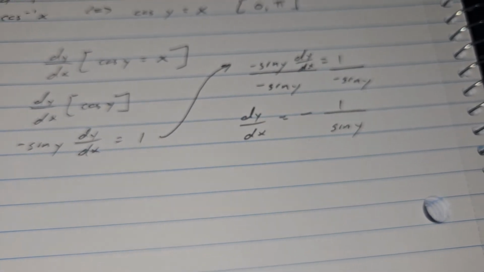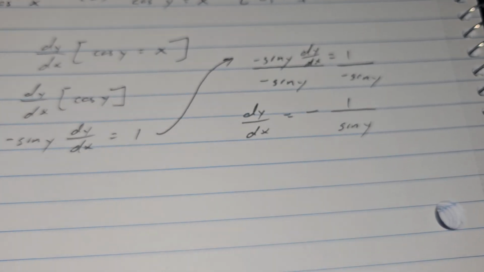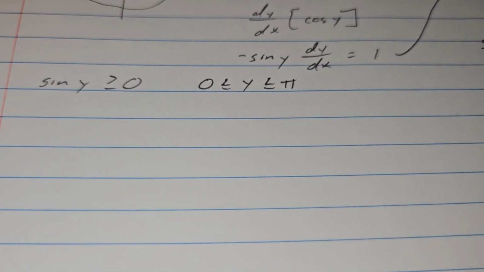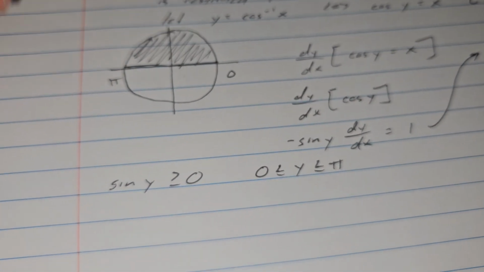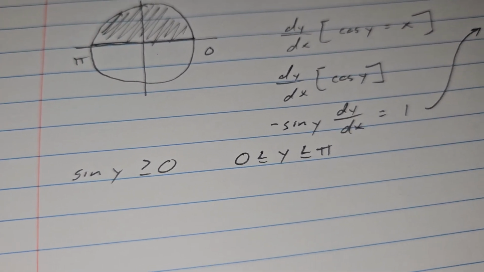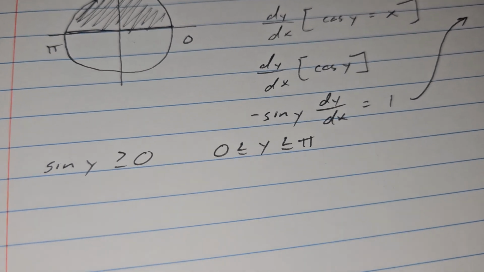So now let's go ahead and define a little bit more things. So we have sine of y. Sine of y is going to be greater than or equal to 0. Do you know why? Because y is going to be between 0 and pi, right? y is going to be greater than or equal to 0, and then less than or equal to pi. Because look here, this is going to be our y value, and it's restricted by this domain. Therefore, it's going to be positive.